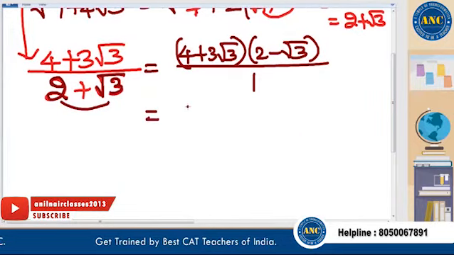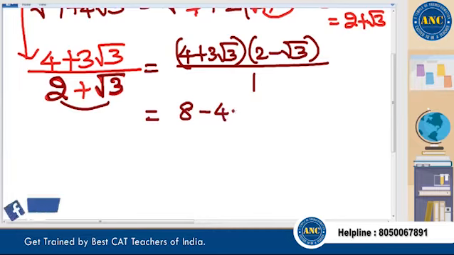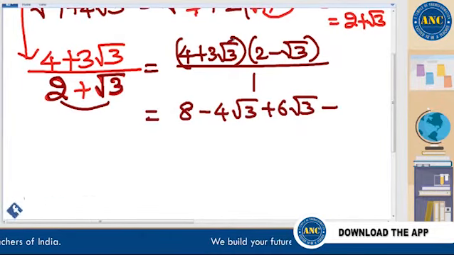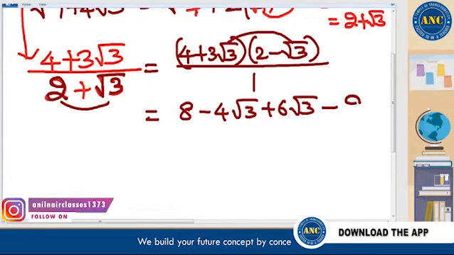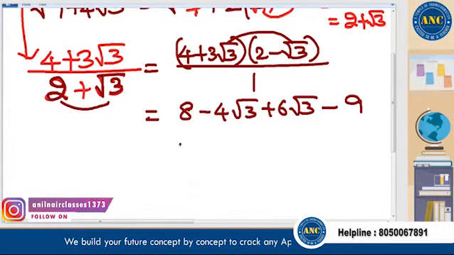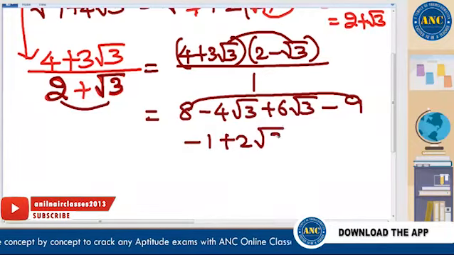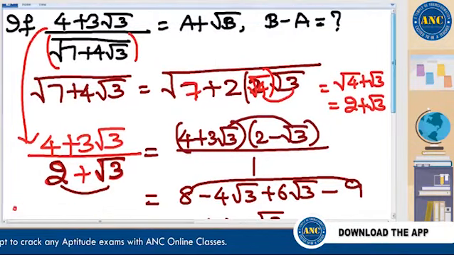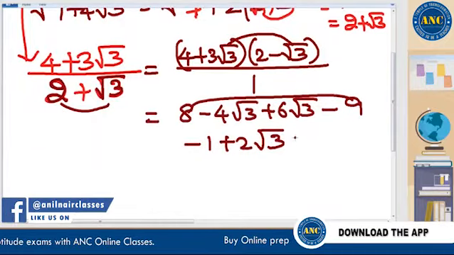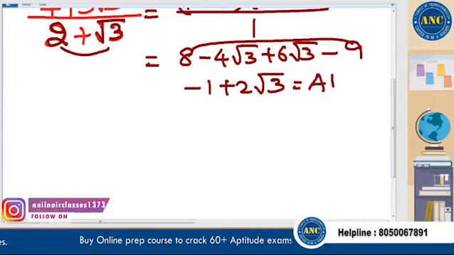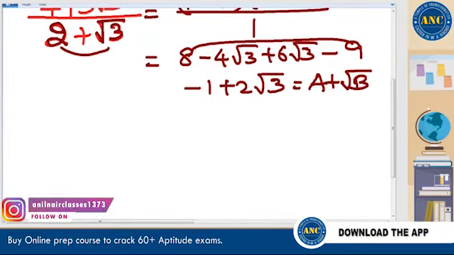Very easy. It is 4 into 2, 8, minus 4 root 3 plus 6 root 3 minus 3 into root 3 into root 3, which is 3. 3 into 3 is 9. Denominator is anyway 1. So 9 minus 8 is 1... so we get minus 1 plus 2 root 3. They are comparing this value with a plus root b, right? A plus root b. Now again observe carefully.